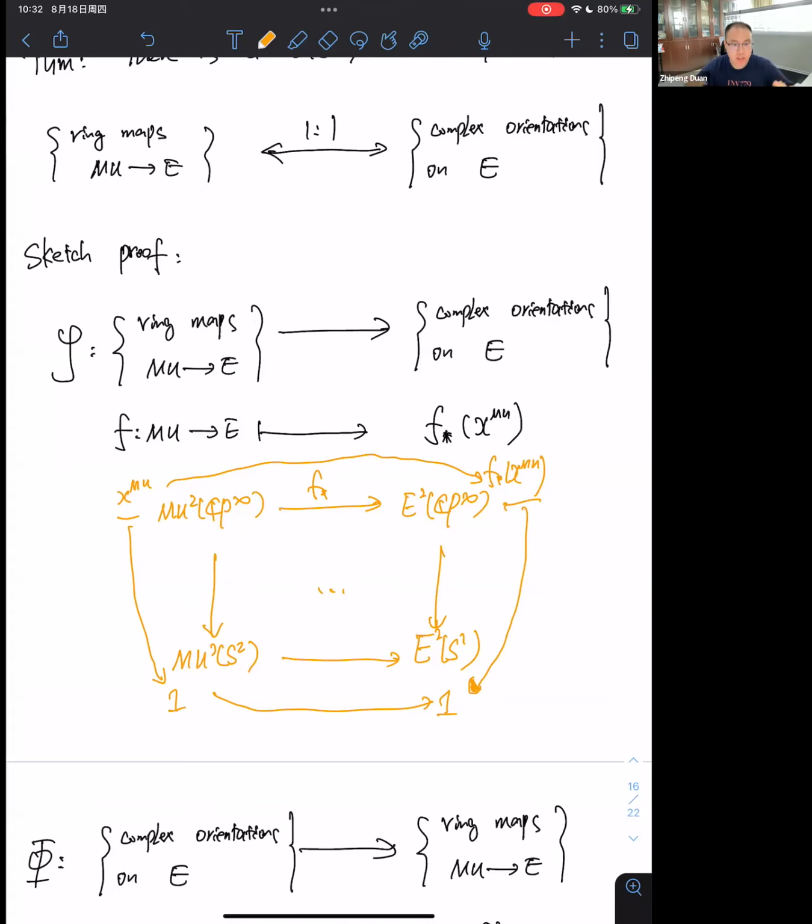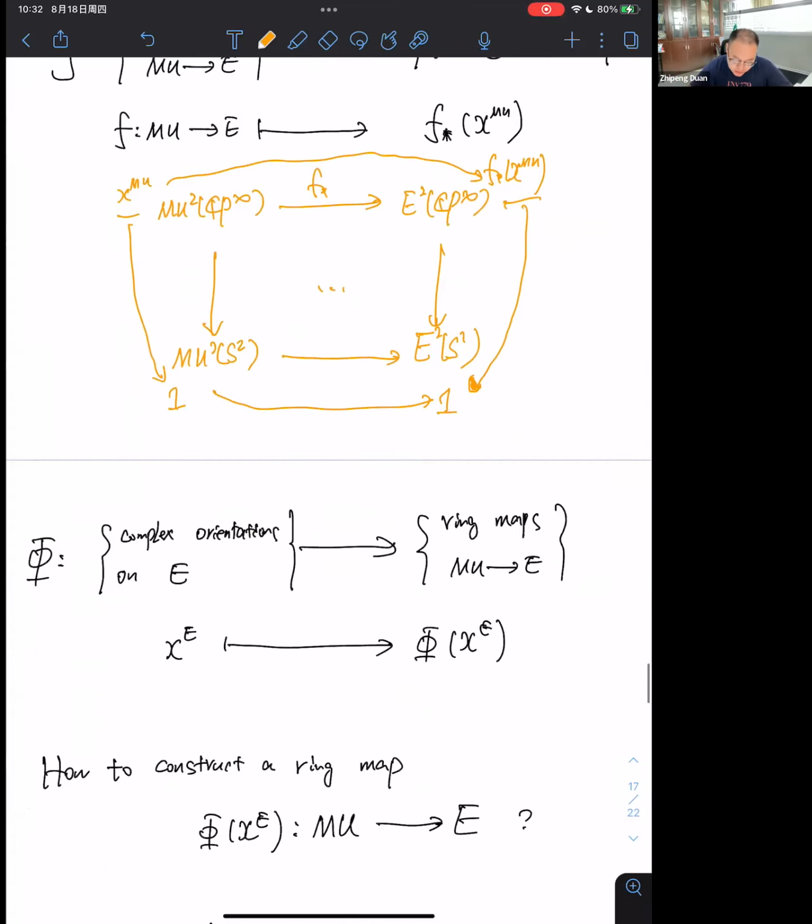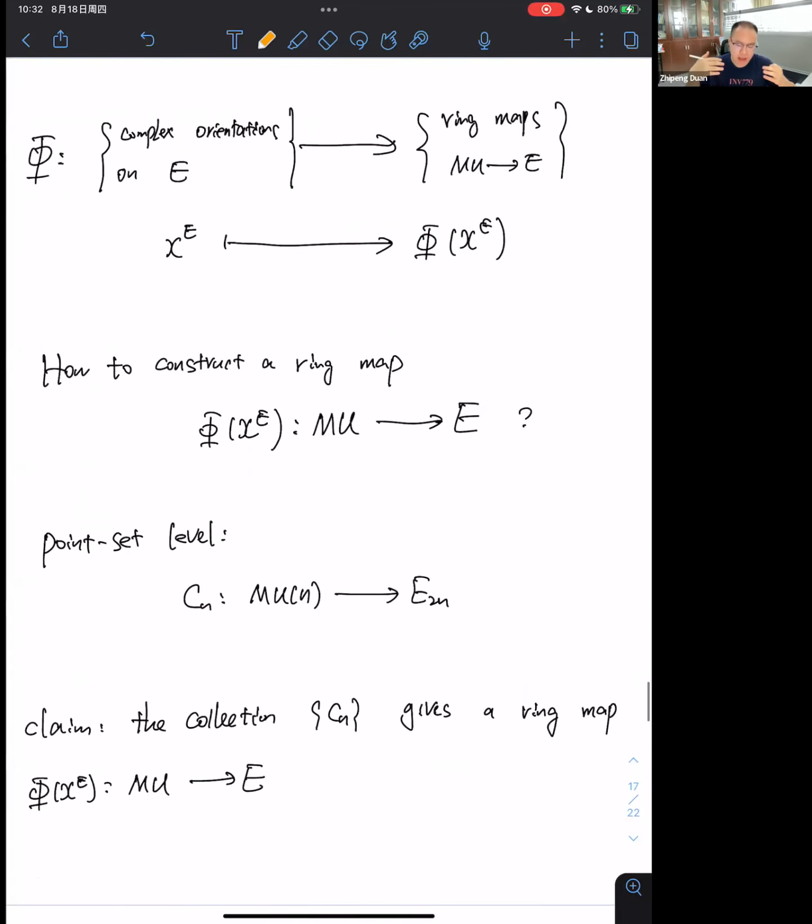So what about the inverse direction? For the inverse direction, we need to construct a map from the set of complex orientations on E to the set of ring maps from complex cobordism MU to E. In other words, we need to assign each complex orientation to a ring map from MU to E. So how to construct this ring map?